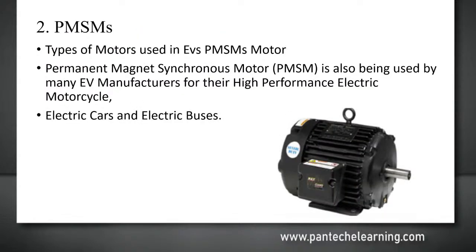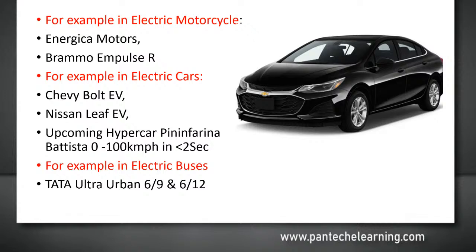This type is used by many electric manufacturers for their high performance electric motorcycles. Here I will show some companies: Energica Motors, Brammo, Impulsar bike, and for example the Nissan Leaf type of car. Electric cars like the Chevrolet Bolt EV, the Nissan Leaf from Japan, and the upcoming hypercar Pininfarina Battista, which can reach 0 to 100 km/h in less than 2 seconds. And electric buses, Tata Ultra Urban 9/9, 9/12. These are the companies producing them.